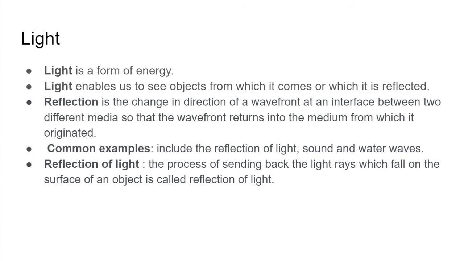When we are seeing objects, the light reflects from the object into our eyes, and we are able to see that object in front of our eyes. And if there is no light, we will not be able to see anything around us. So the next thing is reflection.